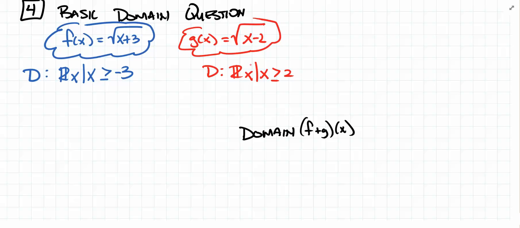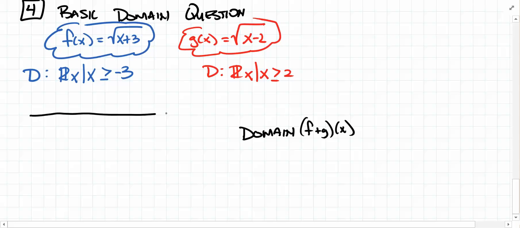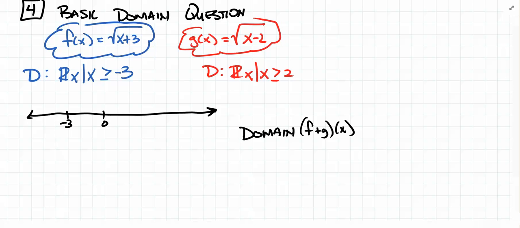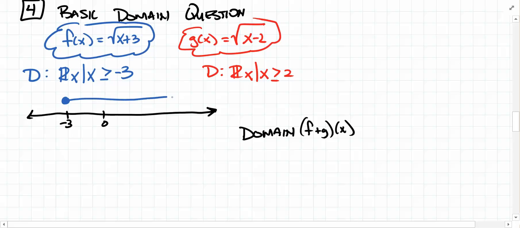Now, let's take a different approach to this. What would this look like on the number line? So if I put a 0 here and I put negative 3 here, for my blue function, would you guys agree that that would be the graph? For x greater than or equal to negative 3? You agree with that? Okay, for the red function then, let's see here, 2. So if I put a 2 here, and then go a little bit lower, wouldn't it be this graph here? Yep.